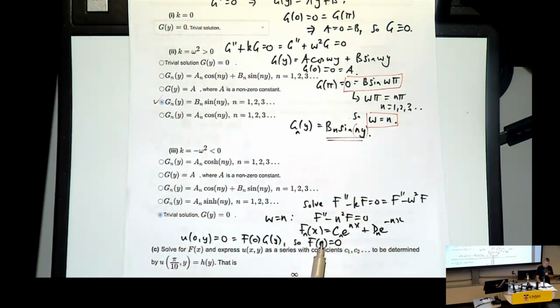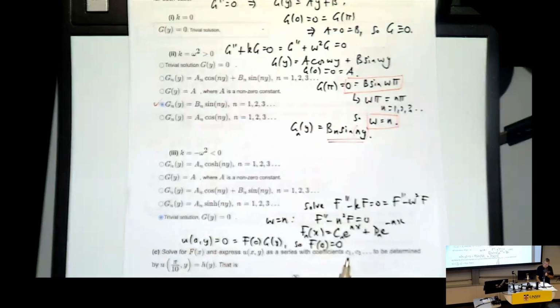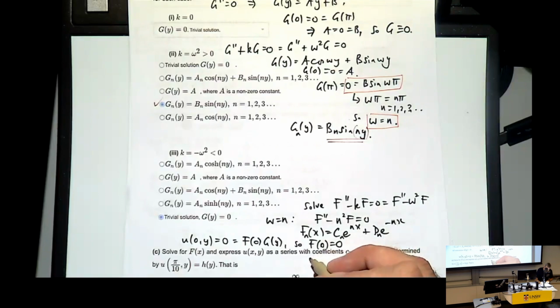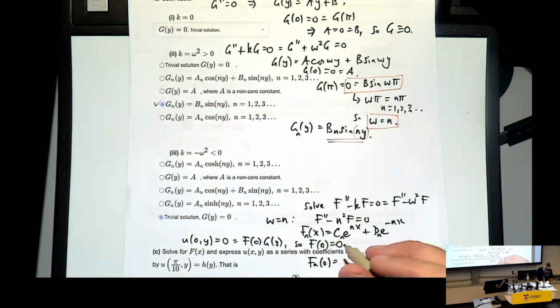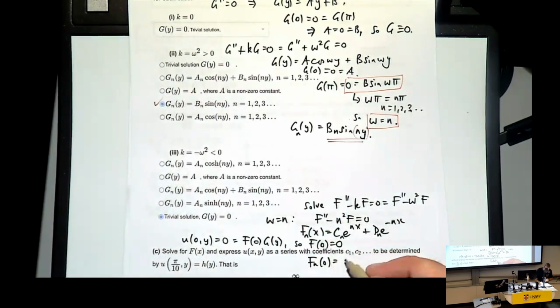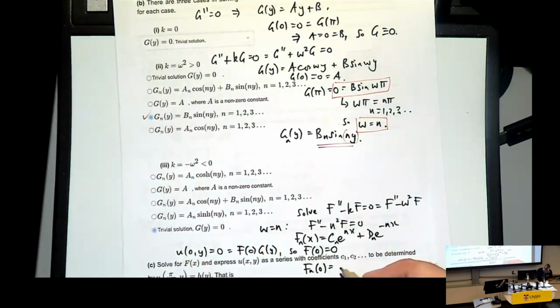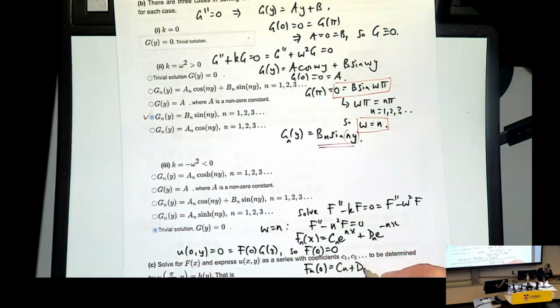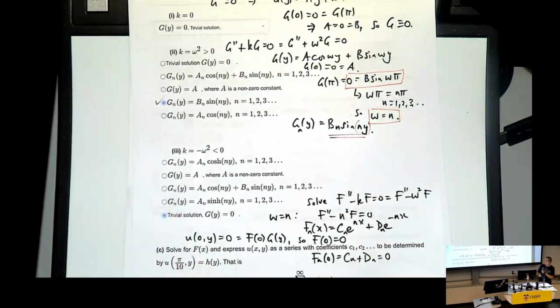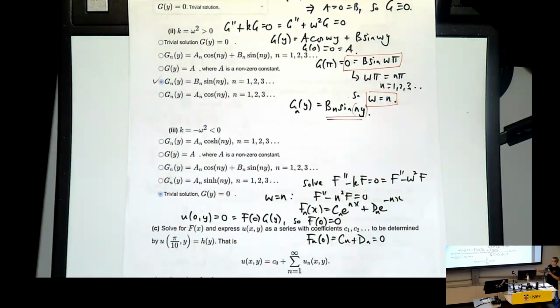Okay, so we want to put in x equals 0 and get 0 up here. So what's going to happen? Well, this is going to become 1, this is going to become 1. So the only thing we can really say about these constants Cn and Dn is that they're the negatives of each other.